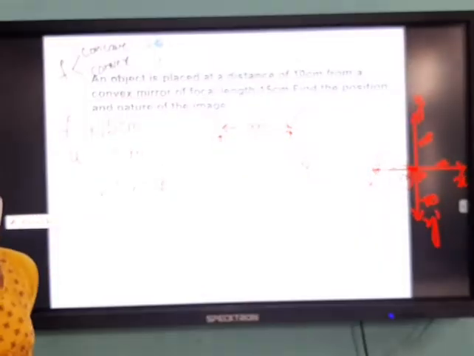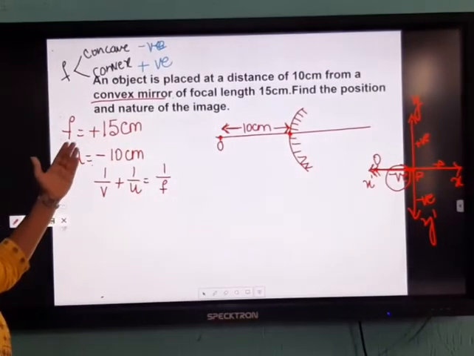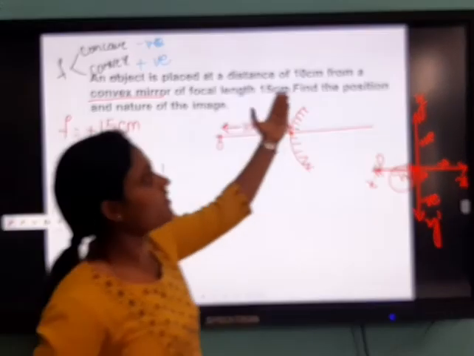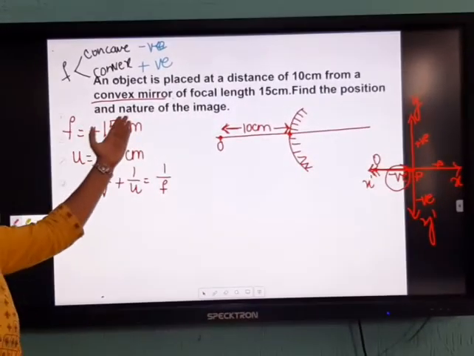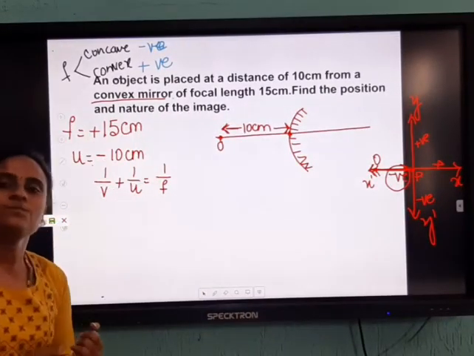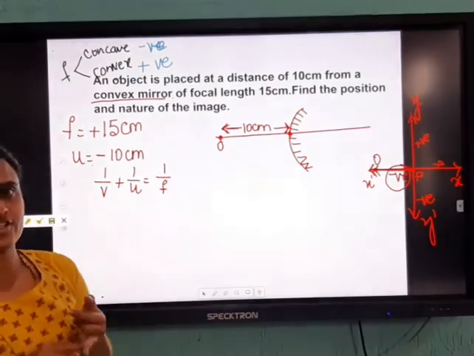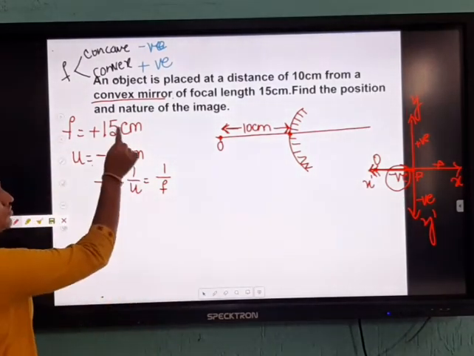You know the formula. Now you know the values of F and U. What should you find? Find the position and the nature of the image. You have to find the position and you have to find the nature. Clear? So we will substitute the values.